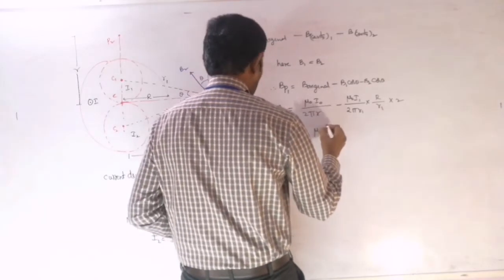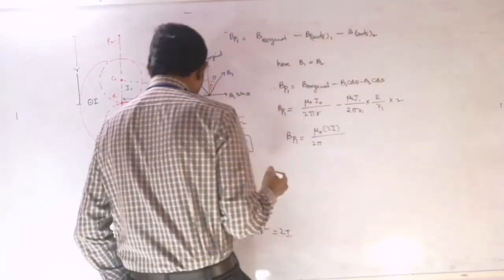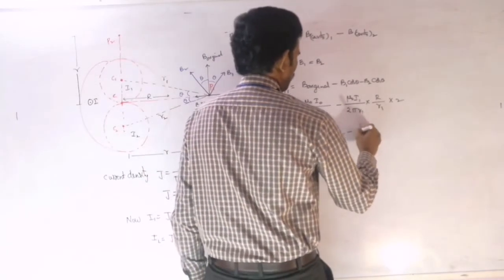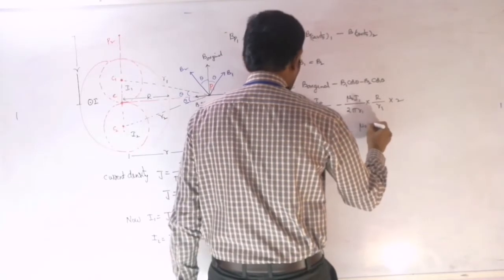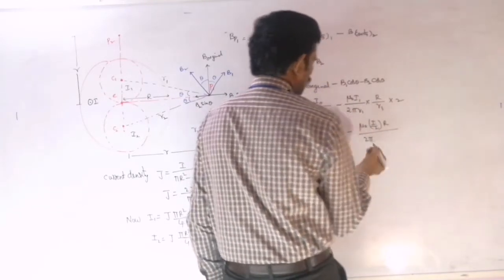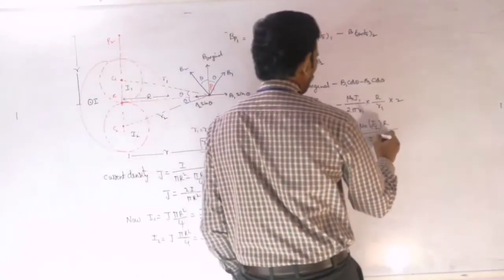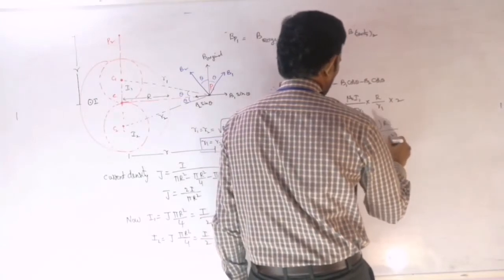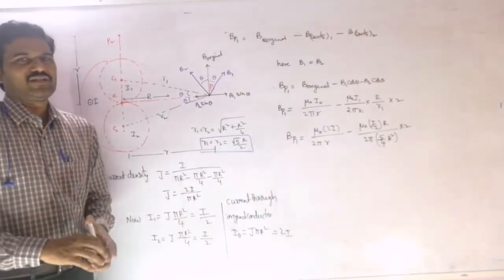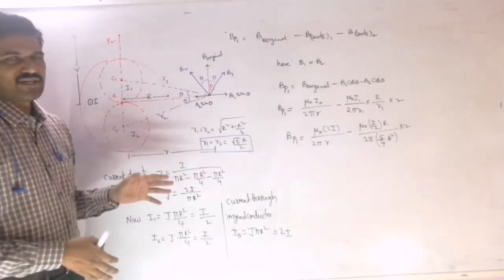So mu naught I1, I naught is nothing but 2I, by this 2 pi r, where r is nothing but small r only, minus mu naught I1, that I1 is I by 2, into r by 2 pi r1 square. So that r1 square you can substitute this value here, 5 by 4 r square into 2, and then simplify that, then you will get the magnetic field at that point P1. And for P2 this much calculation is not required here.